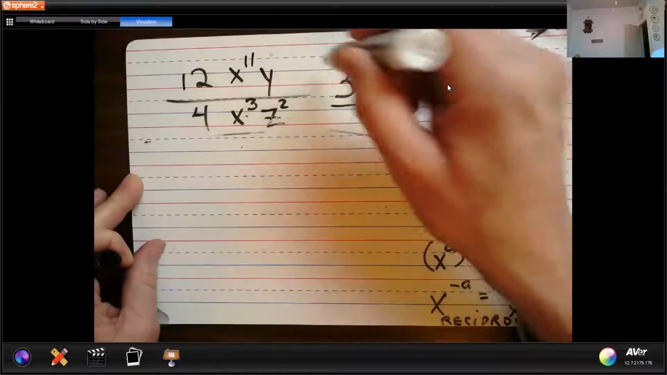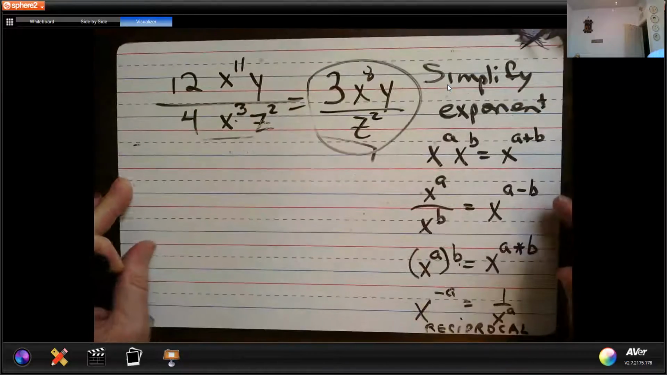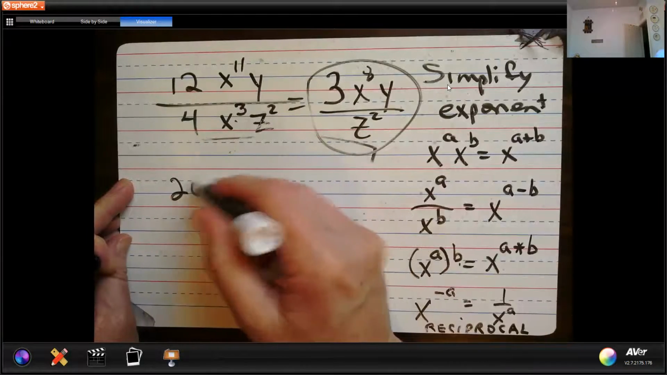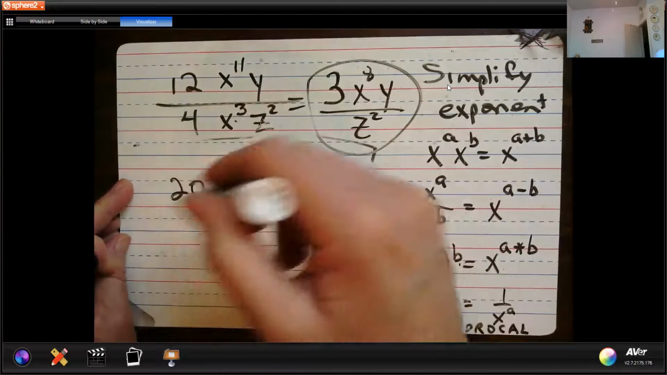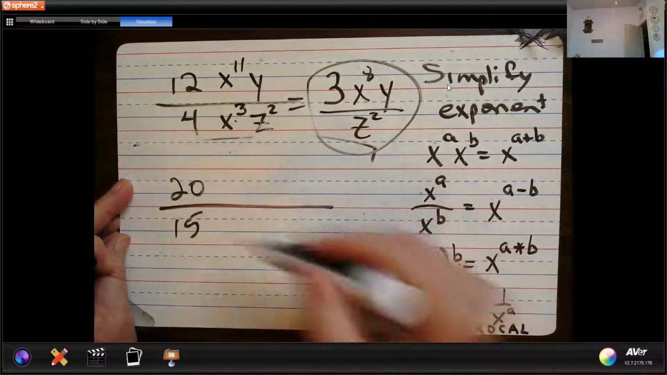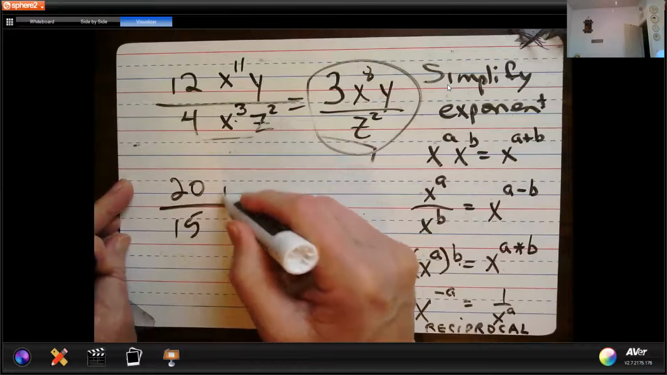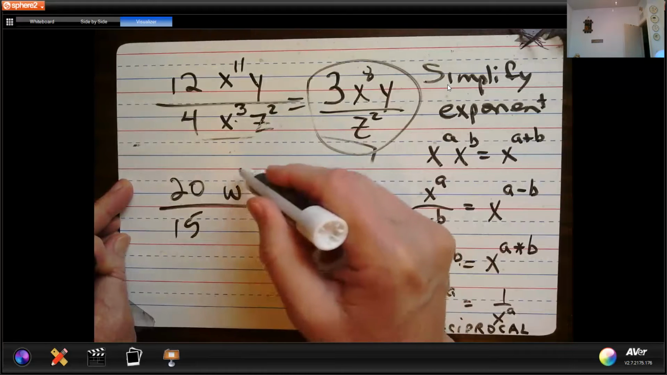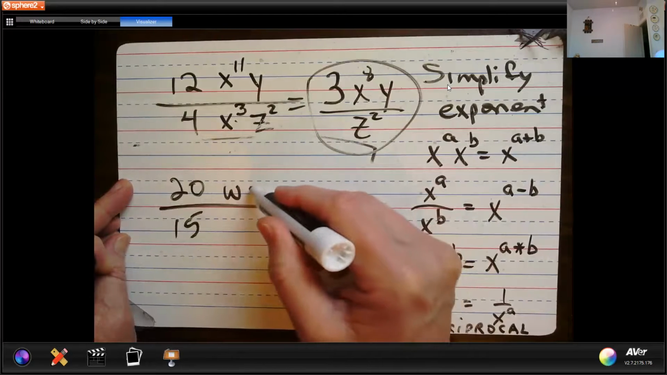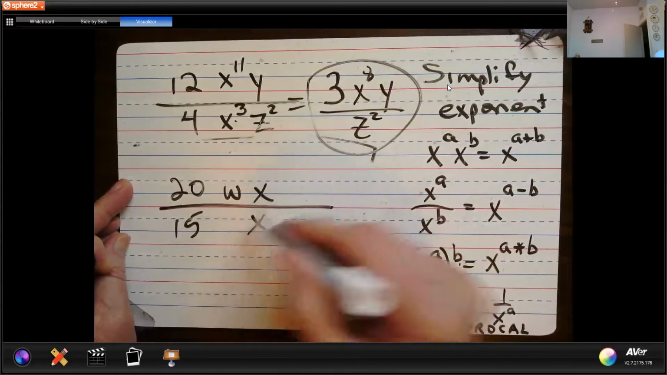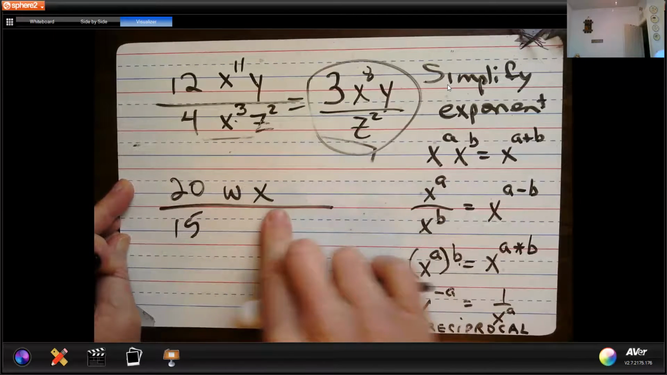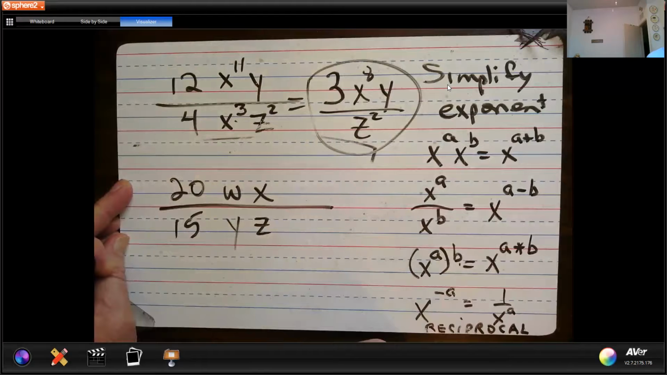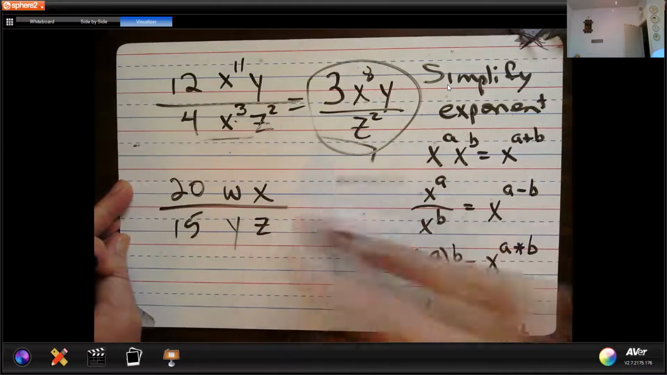So this is the answer, right? That's the answer. Let's do it again. What if we had 20, and we had 15, and we had W, X, Y, like that, okay? So what if?